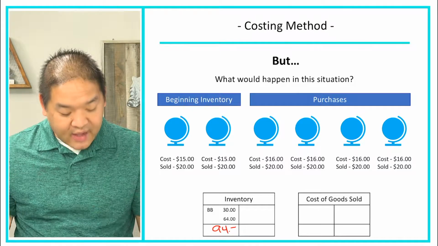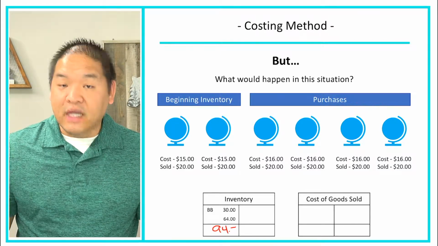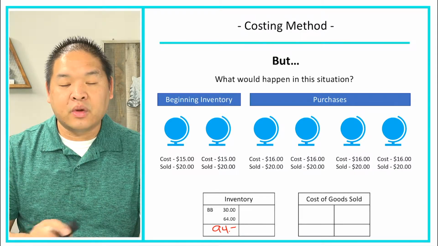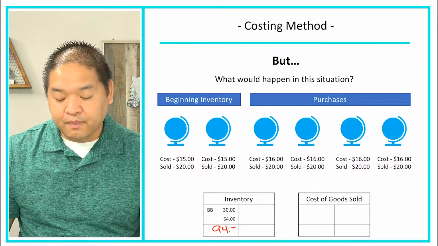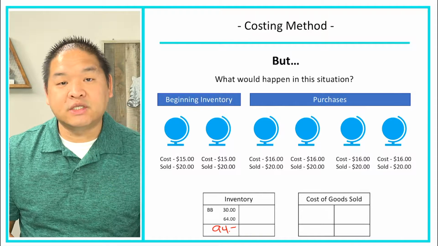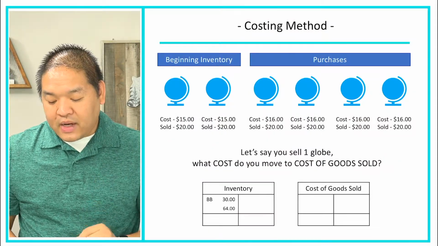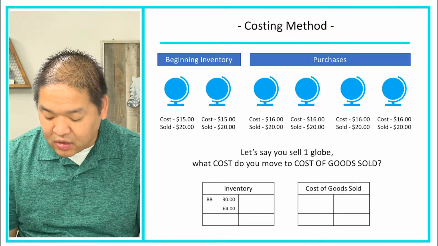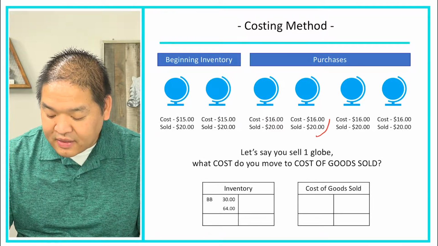Okay, so we've got $94 here of inventory. Nothing strange out of the woodworks here. Everything is straightforward. Okay, but let's take it one step further. What would happen if we sold 1 globe? And so I'm just going to pick a globe here. I'm going to pick this globe right here.